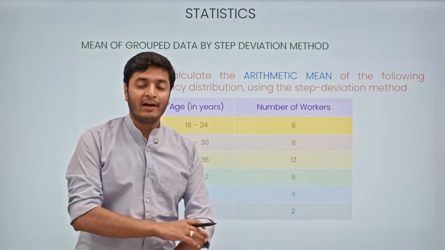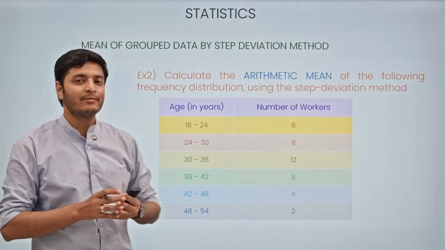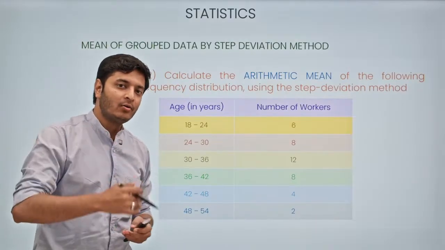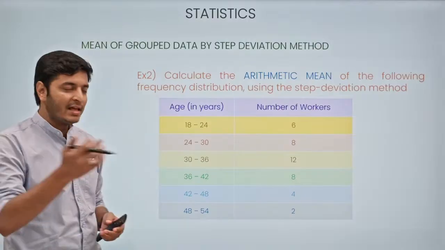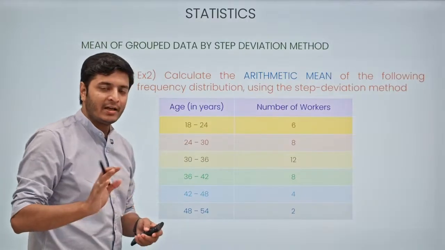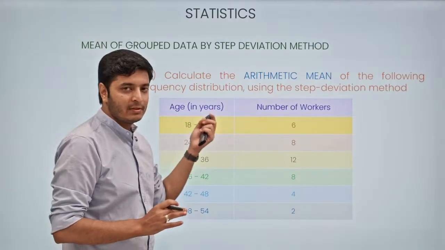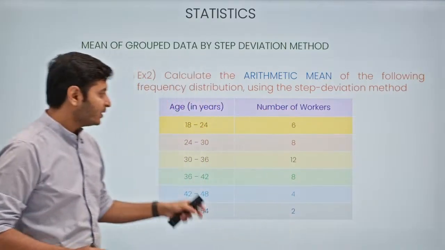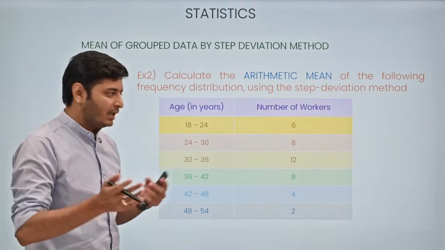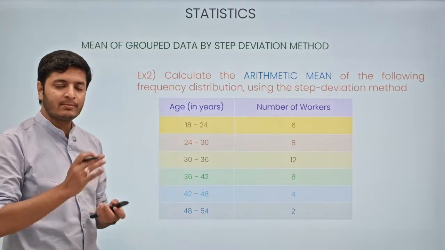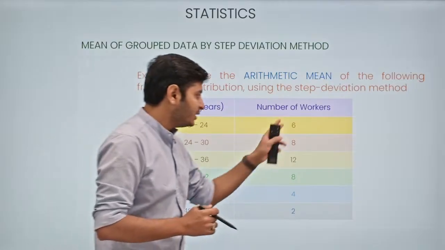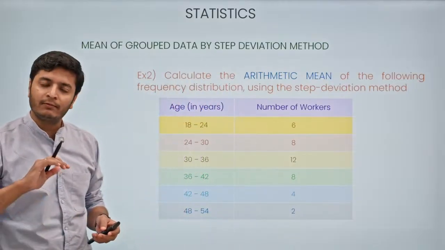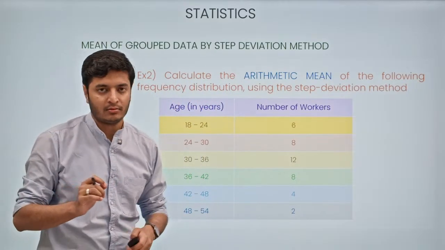Now one more example. As I told you, after understanding one example, you are going to tell me how to solve the second one. Okay, please help me in solving this. Again, we are given a table with some age groups and the number of workers. Now the class width is relatively smaller than the previous example, and the numbers are also smaller, but we are going to find the mean using step deviation here also.